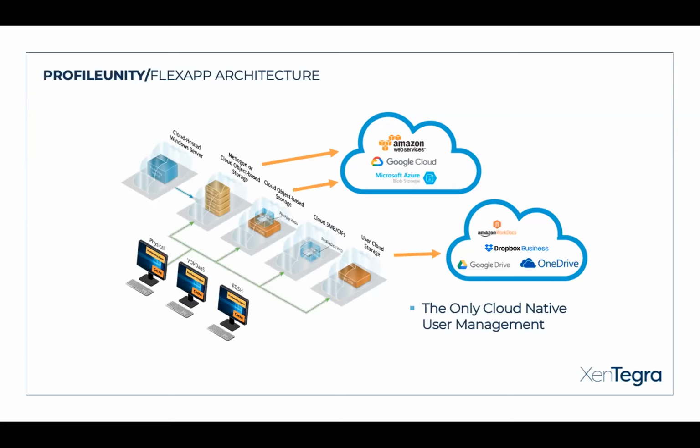So, we talked a little bit about FlexApp and how that can help from an application layering perspective. We'll see that here in a moment. I do want to talk about Profile Unity and what benefits it can provide. One, Profile Unity is really leading the market when we talk about cloud integration for modern desktops. You can now deliver your profiles from object-based cloud storage, whether it be Amazon, Google, or Microsoft Azure Blob Storage, and we can utilize that to save our profiles and policy settings.